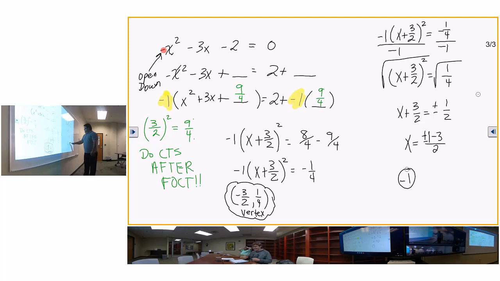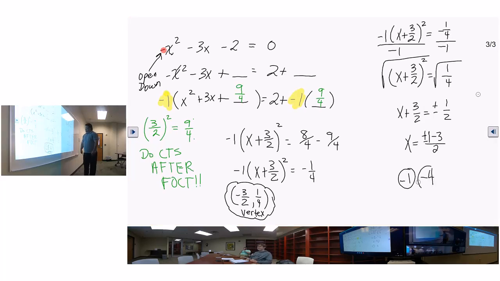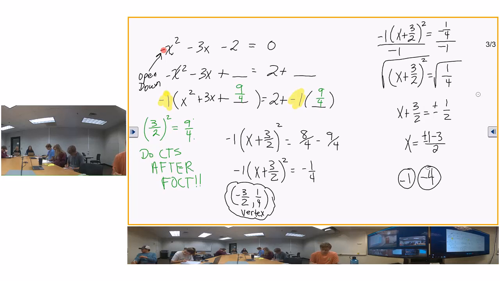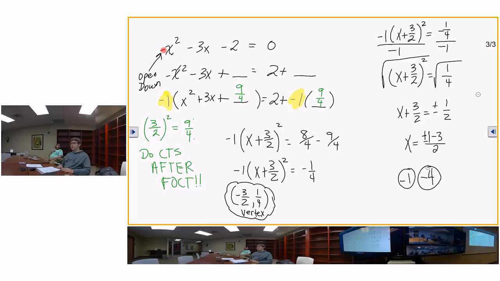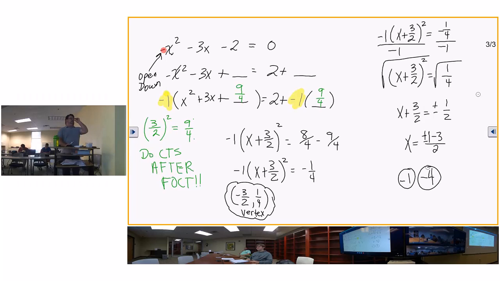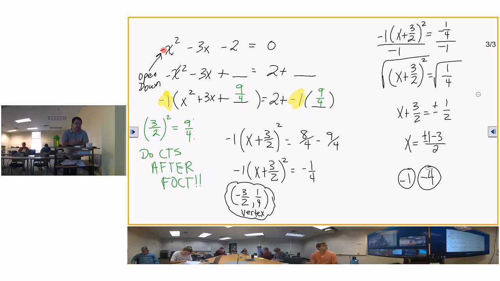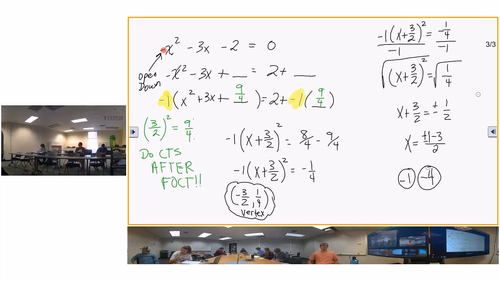-1 minus 3 would be a -4. Shouldn't it be -2? God, I'm about ready to quit. Yes. -4 divided by 2 is -2. Shoot.